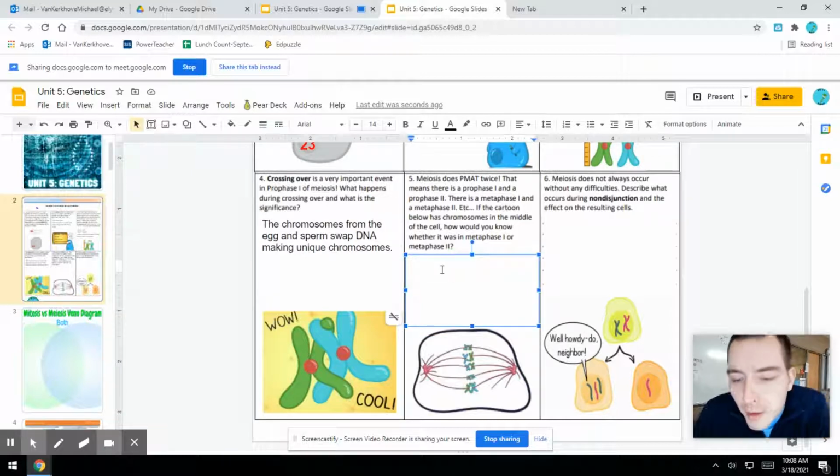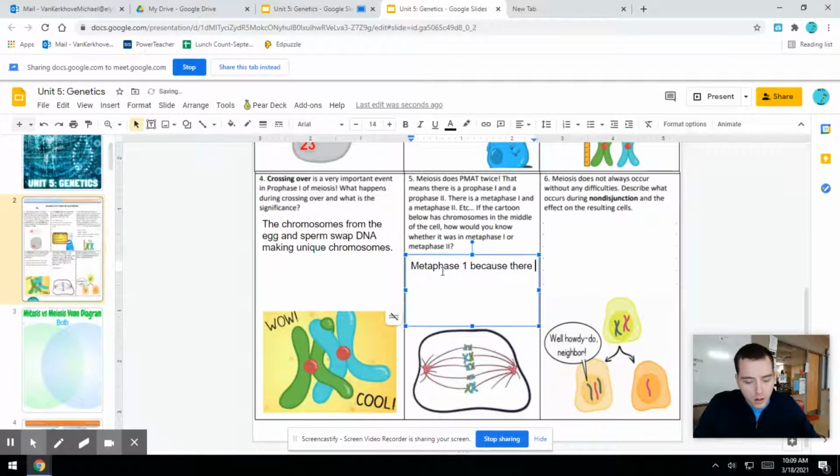Number 5, meiosis does PMAT twice. That's prophase, metaphase, anaphase, telophase. That means there is prophase 1, prophase 2, metaphase 1, metaphase 2, and so on. If the cartoon below has chromosomes in the middle, how would I know whether it was in metaphase 1 or metaphase 2? But it's in metaphase 1 because there are 2 pairs. Metaphase 2 would have 1 pair.